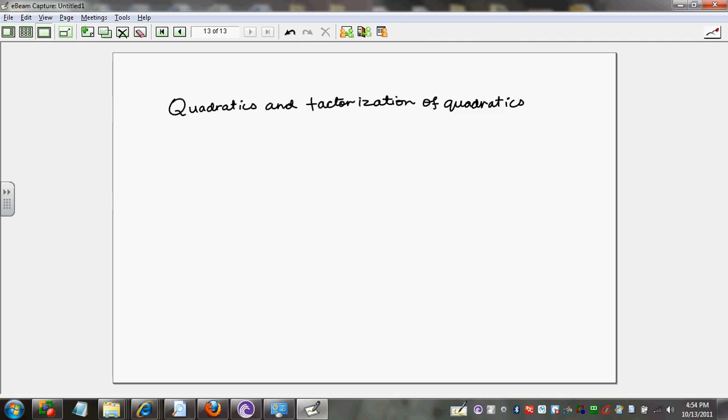Okay, so the topic is quadratics and factorization of quadratics. Let us first write a note as to what a quadratic expression is. A quadratic expression is one of the form ax squared plus bx plus c.